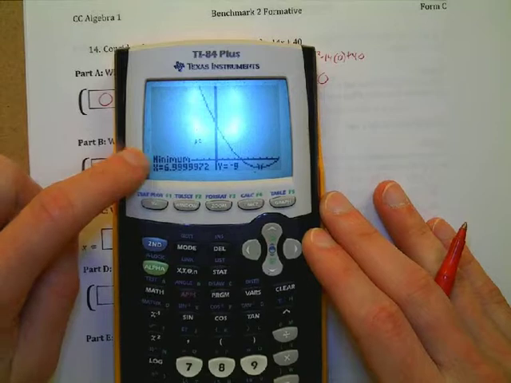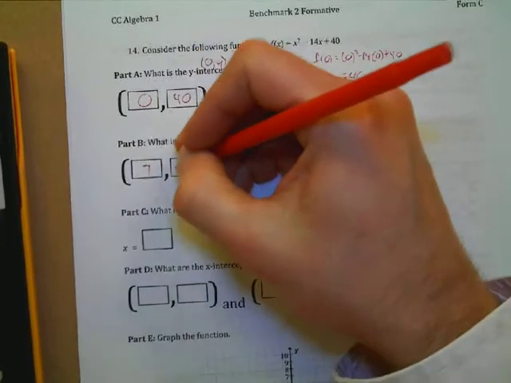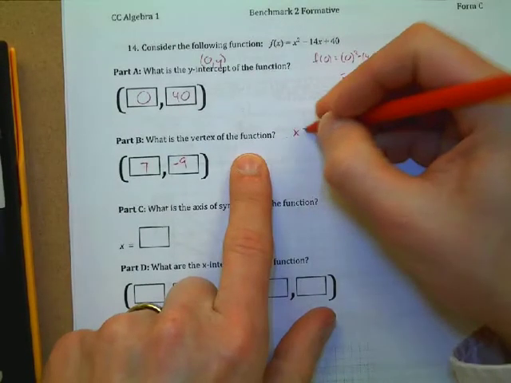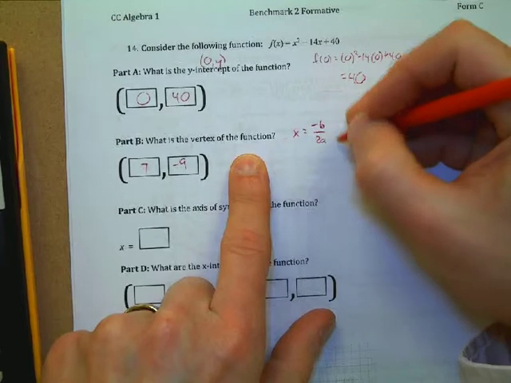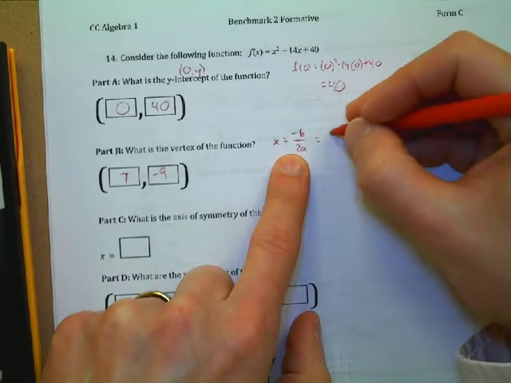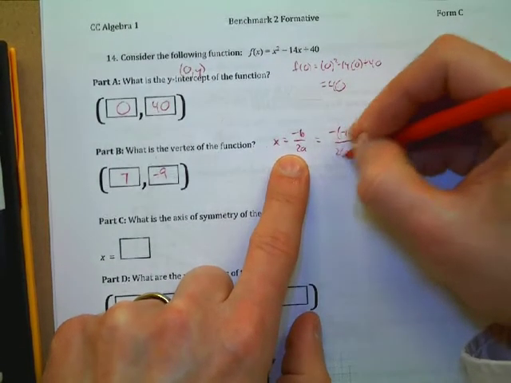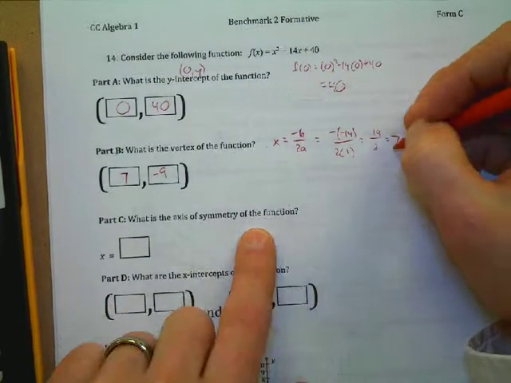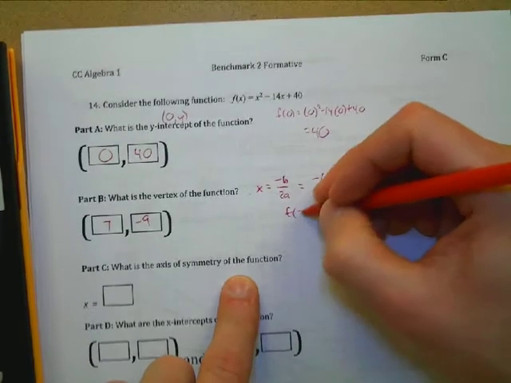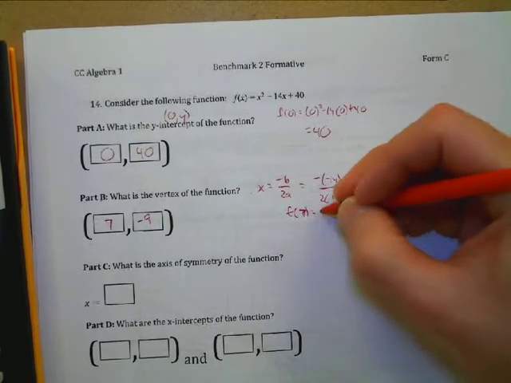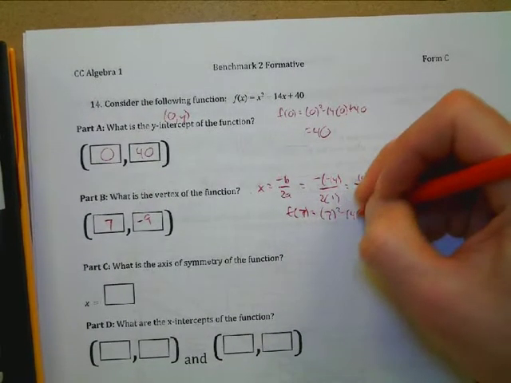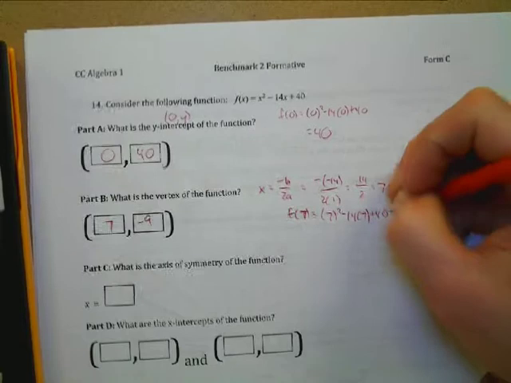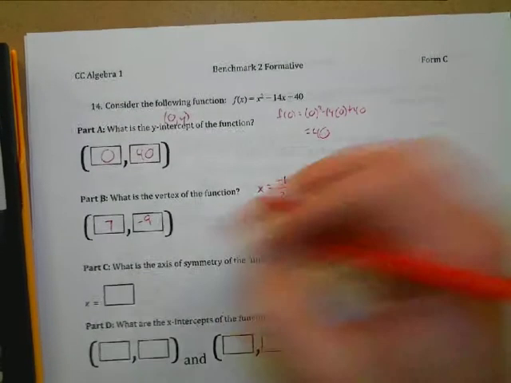(7, -9). Okay, if you don't want to use your calculator, remember that the x-coordinate for the vertex will be negative b over 2a. And so in this case, it would be negative negative 14 over 2 times 1. That's 14 over 2, which is 7. Then you would plug the 7 back in here, f of 7, and you get 7 squared minus 14 times 7 plus 40, which equals negative 9. And so there's your 2 points right there.